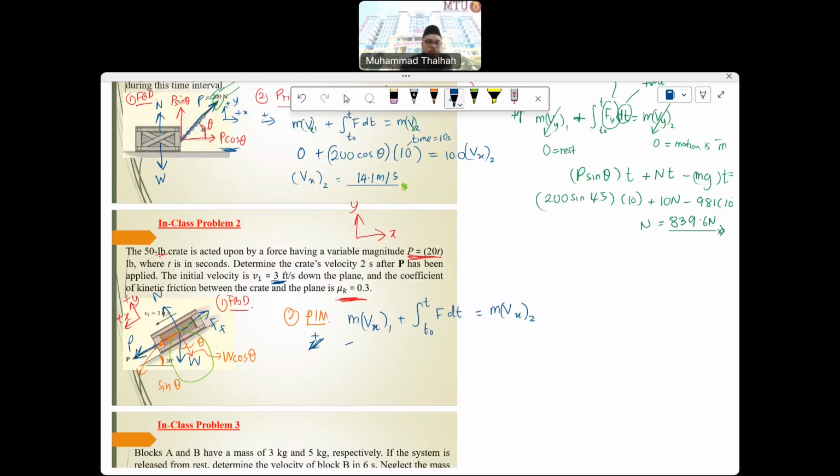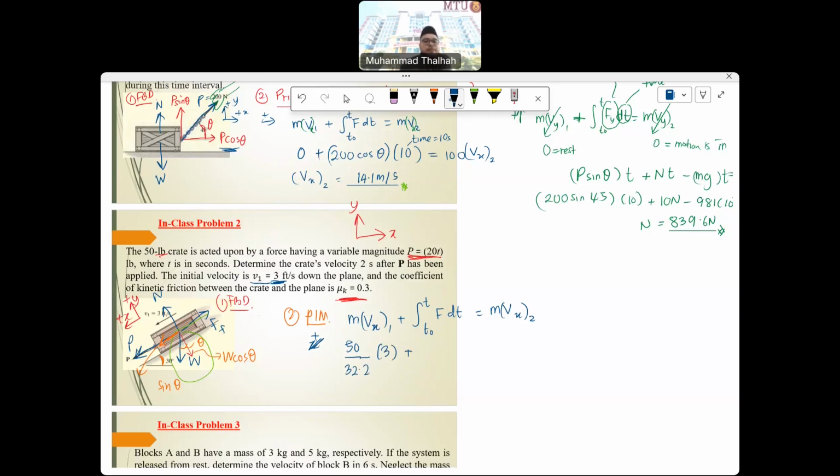So M is 50 pounds, 50 over 32.2. The velocity of X at point 1 or time 1 is 3 feet per second, okay? Now this is the challenging part. First of all, what is the force that acts in the X direction?